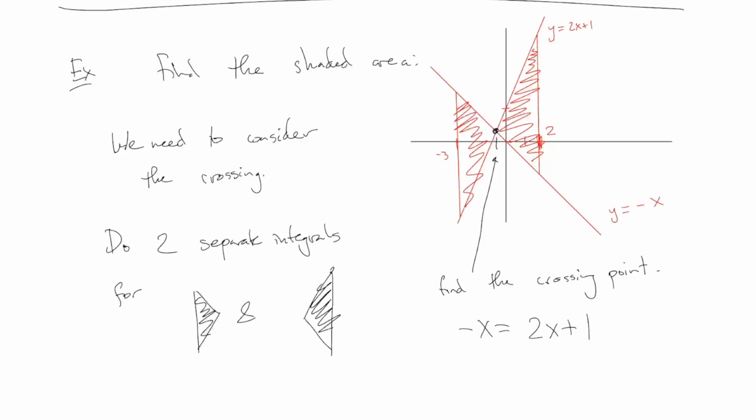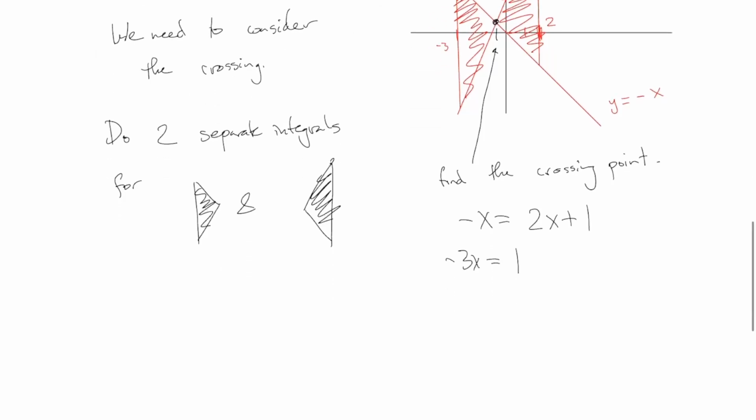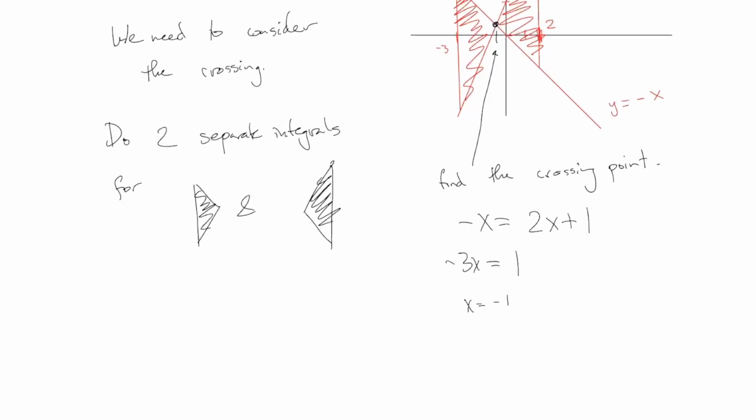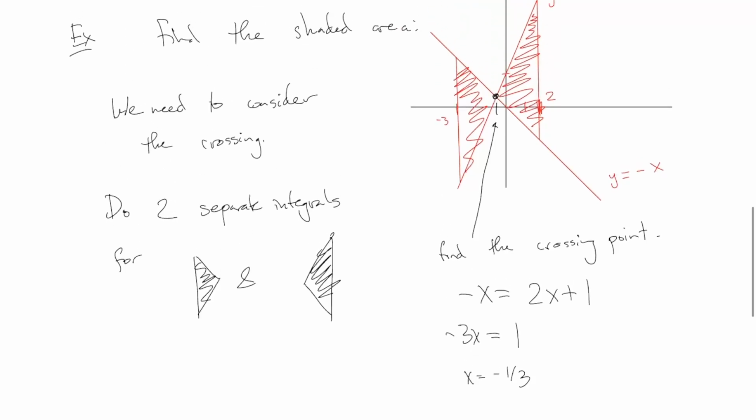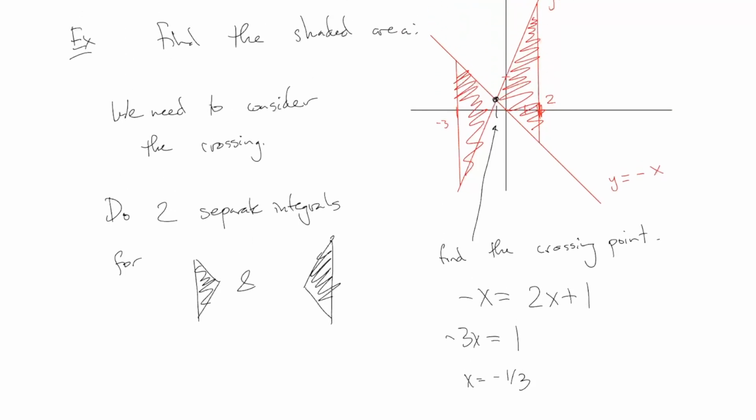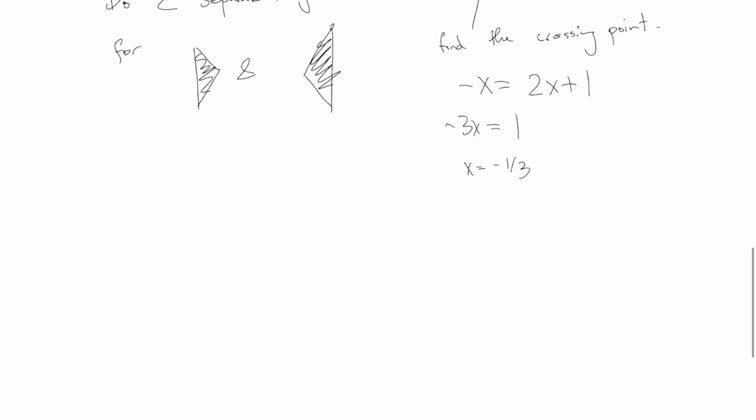I would solve for x by putting all the x on one side. So let's subtract the 2x over onto the other side. So it'll say -3x equals 1. And then divide by -3. And it says x equals -1/3. All right? So that's where that point is. Now I think we have all the necessary ingredients to set this thing up. So let's try it out.